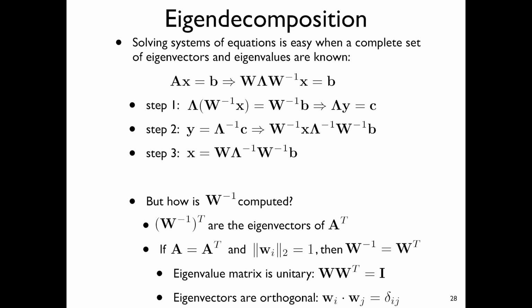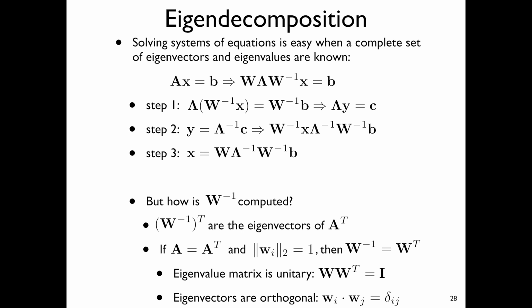Y is equal to lambda inverse times C, but lambda inverse is just 1 over each of the diagonal components of lambda. Lambda is a diagonal matrix. Okay. Then all I need to do, typo, there's an equal sign missing here. Sorry for that.